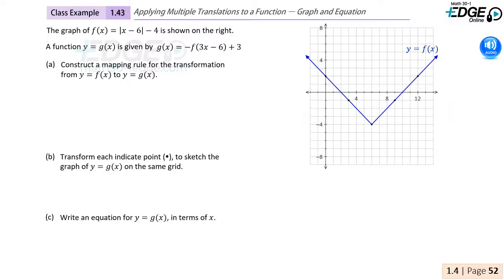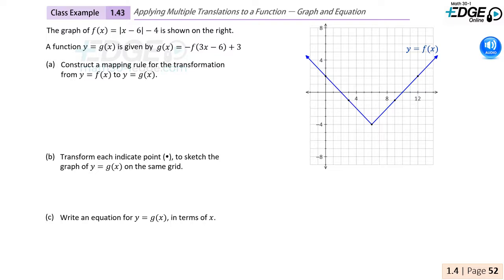In class example 1.43, we will apply multiple transformations to the graph and equation of an absolute value function. So here we're given f of x equals the absolute value of x minus 6 minus 4. Basically, an absolute value function that has been shifted 6 right and 4 down off of the origin. We're then given g of x, the transformed function defined by negative f of 3x minus 6 plus 3.